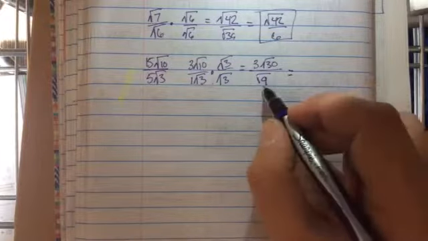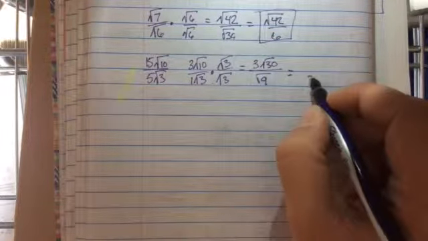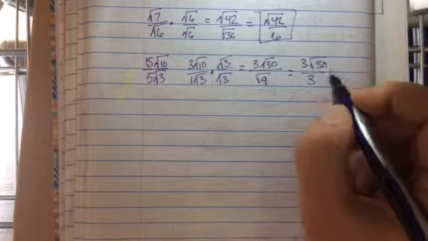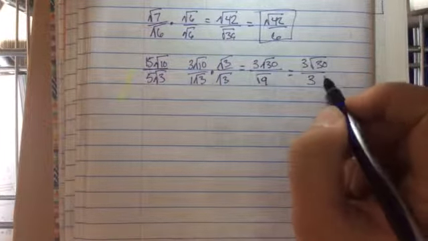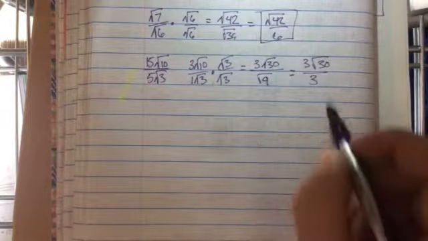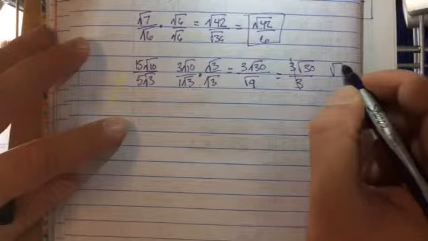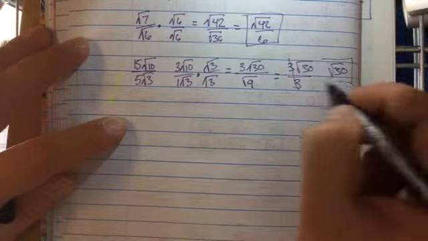Simplify the denominator. So the denominator can be 3, because the square root of 9 is 3. And we have 3 square root of 30 over 3. Are we done? We can still cross out those 3's. And our final answer is the square root of 30.